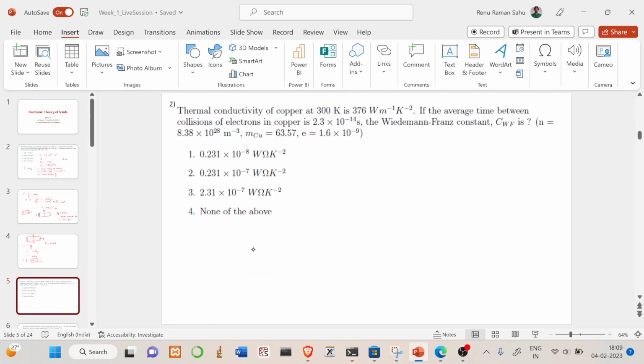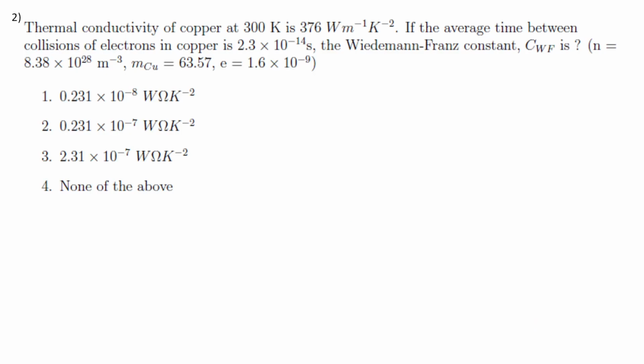The next problem is about the thermal conductivity of copper at 300 K. The thermal conductivity of copper at 300 K is 376 watt per meter per Kelvin. The average time between the collisions of electrons is also given. If you have done the Drude model, there is a parameter tau, the average time between collisions of the electrons in the copper. This is 2.3 into 10 to the power minus 14 seconds.